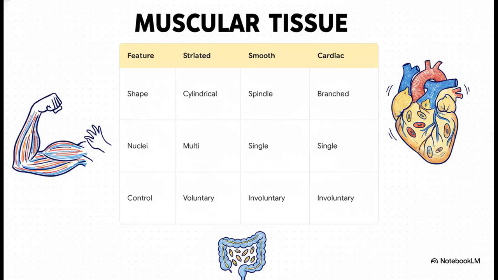Our third animal tissue is muscular tissue, and this comes in 3 very specialized flavors. First, we have striated muscles. These are voluntary, meaning you move them by conscious will, like lifting your arm. They're long, cylindrical, and multinucleate.